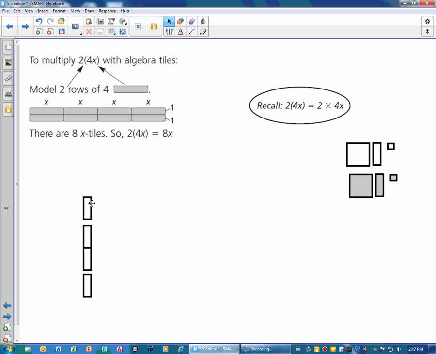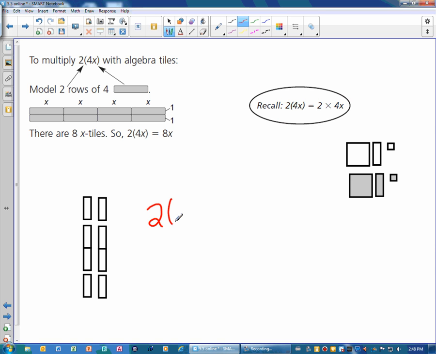And you don't have to draw them side to side. You can draw them up and down. So 4x is right here. Well, it's 2 times 4x. Okay, so it's as simple as just repeating what you just did. That's what's going on in this picture up here, 2 rows of 4x. And so your answer of 2 times 4x, you can just count them, is 8x.